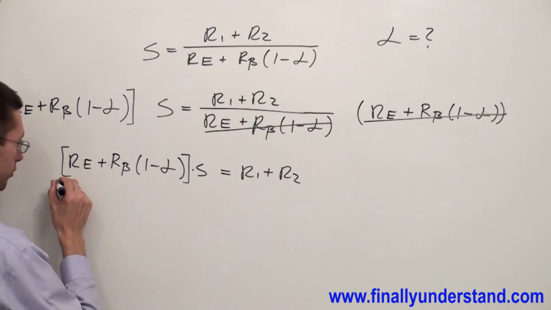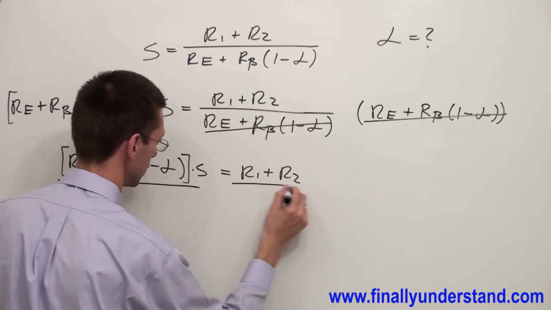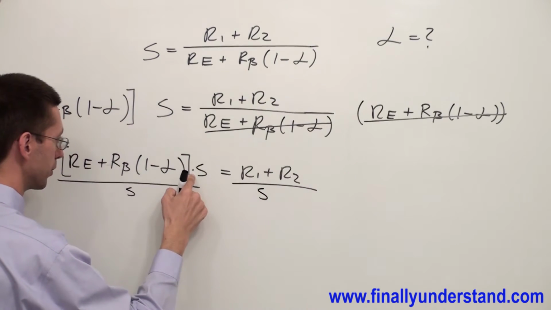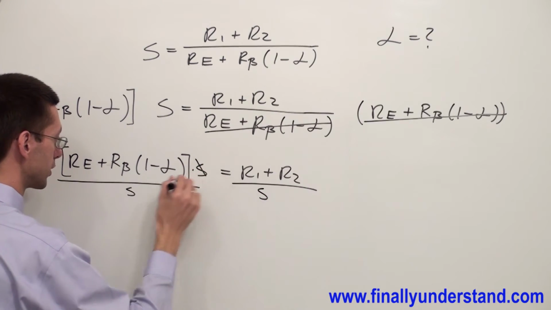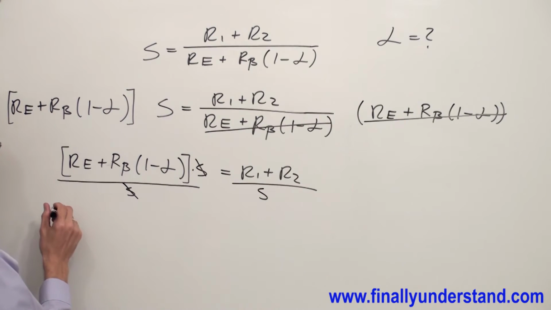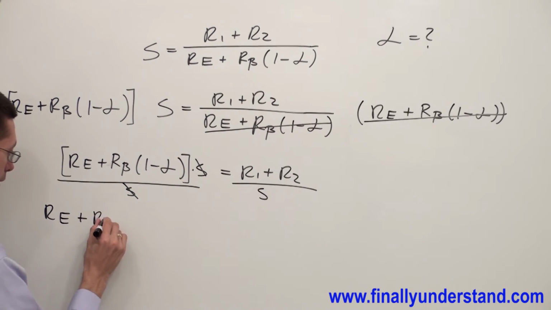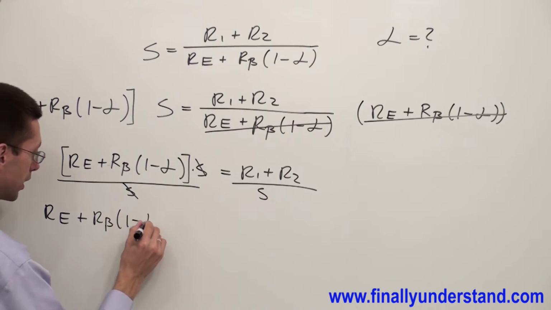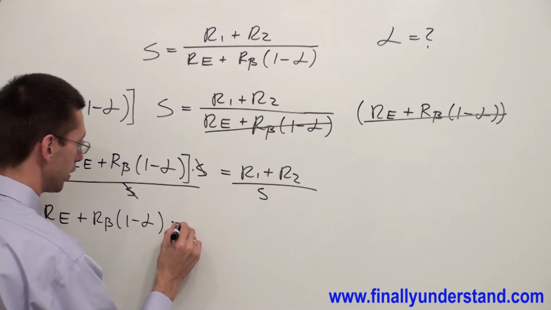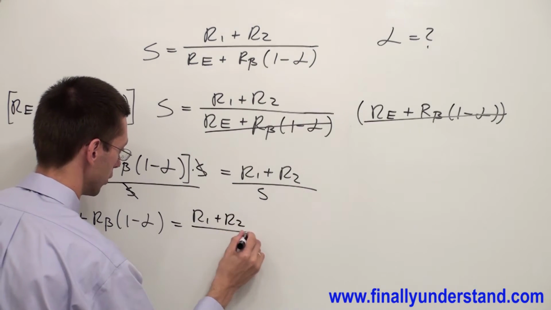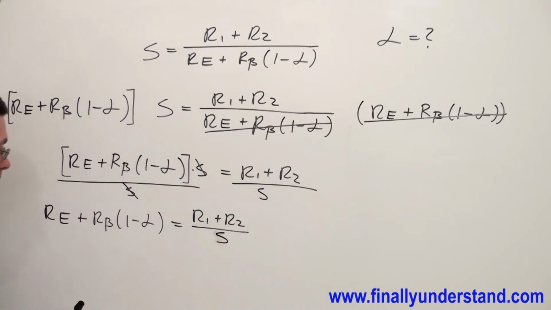So I'm going to divide both sides of the equation by S, because division is going to eliminate my multiplication over here. So S and S will cancel out. Let's take a look at what's left. I'm going to have Re plus Rb, means R beta, (1 minus alpha) equals R1 plus R2 over S.